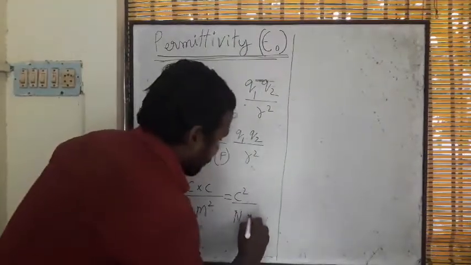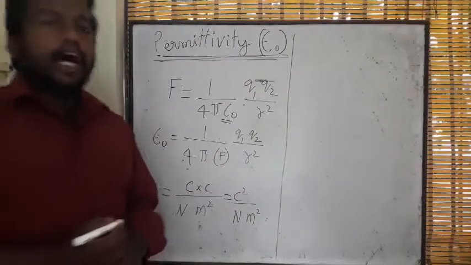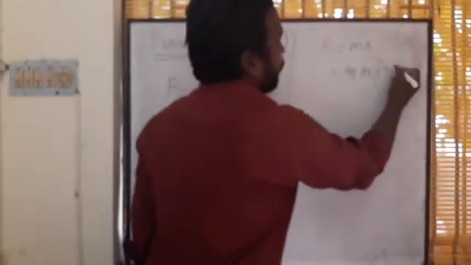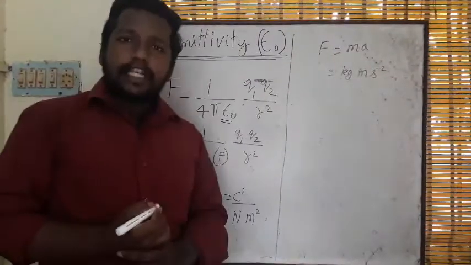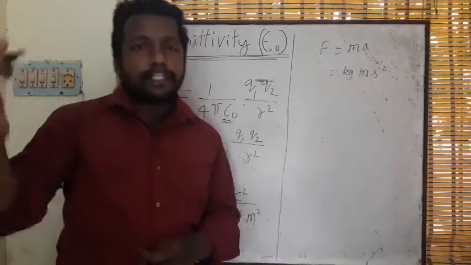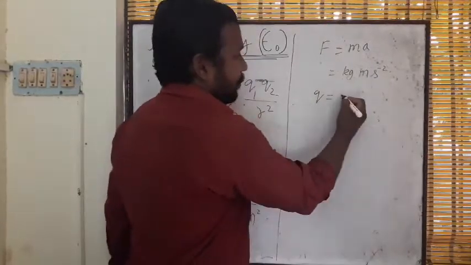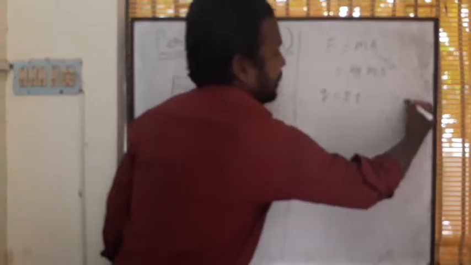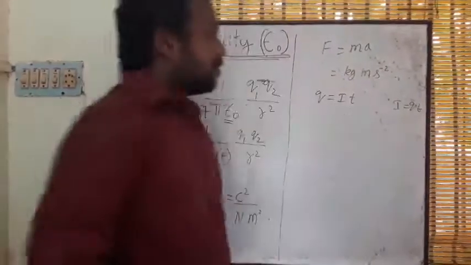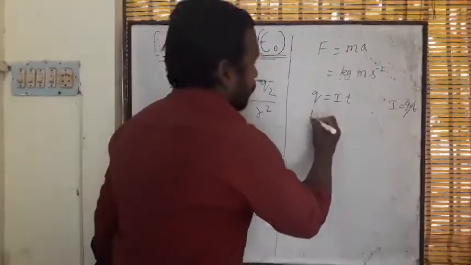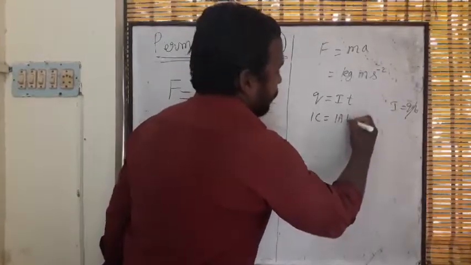So Newton meter square. As we know, force is equal to m a, that means kg meter second minus 2 is for force. And for the charge, we don't have a direct dimensional formula, so we convert it. Current is equal to charge by time, so charge is equal to current into time. So 1 coulomb is equal to 1 ampere into 1 second.